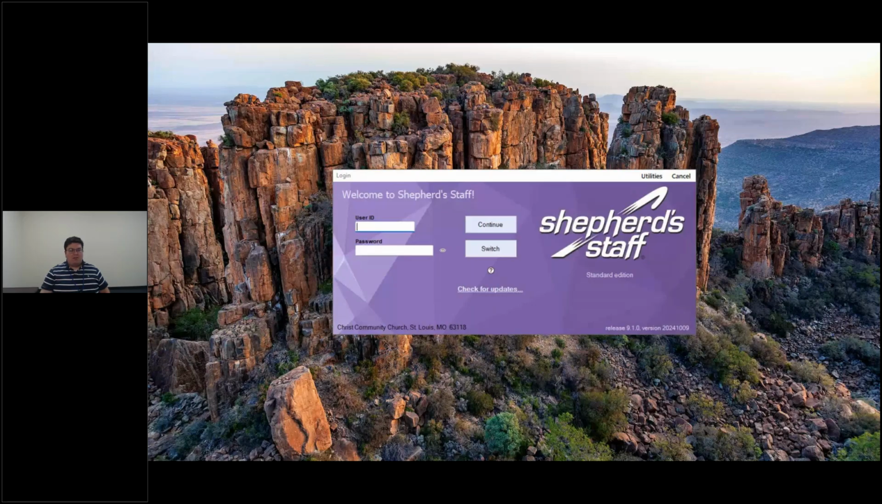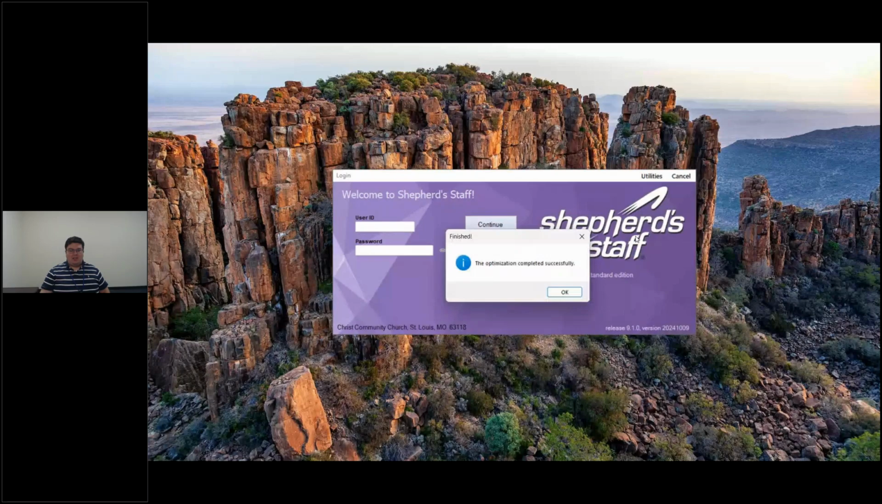We're going to cover optimizing the database. This is just a maintenance utility, and it should only be run on the main computer. As it's being run, it should not be interrupted. All you have to do is go to utilities here under the login screen, click optimize this database, and then we'll say yes real quickly. And then it's done. It says the optimization has been completed.